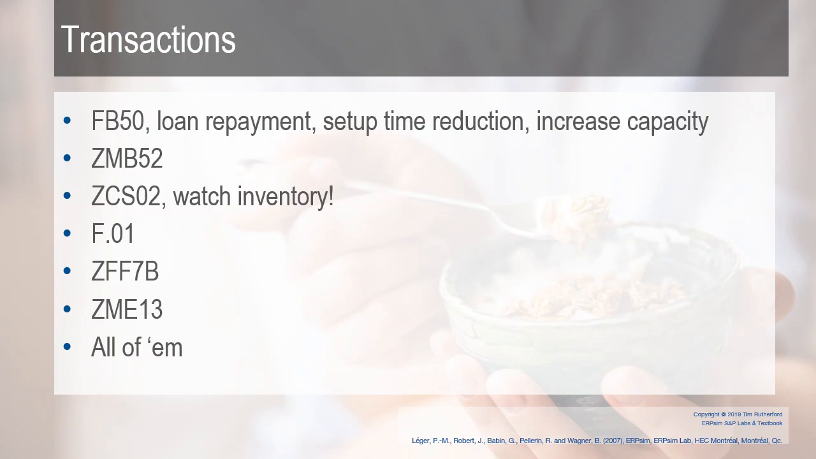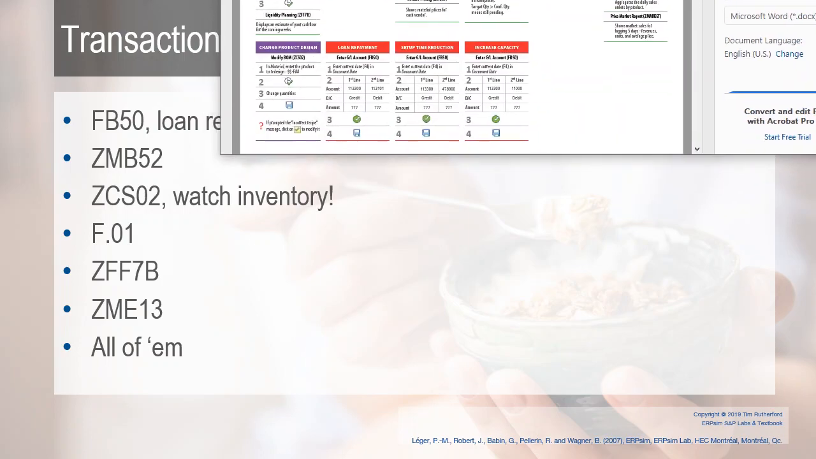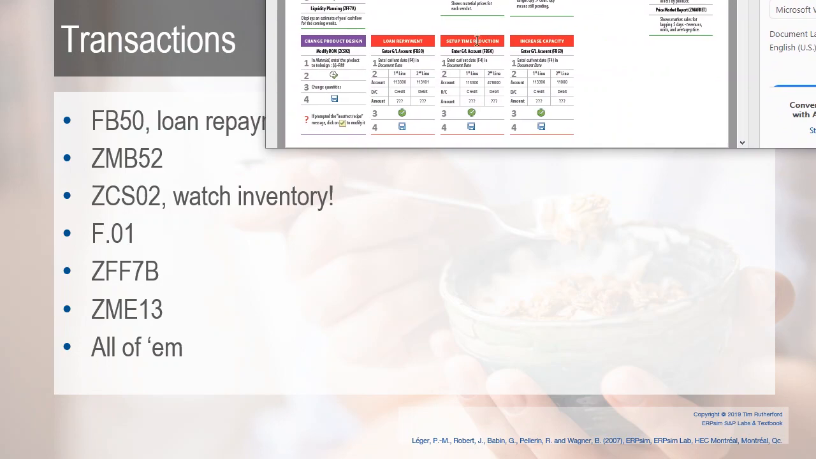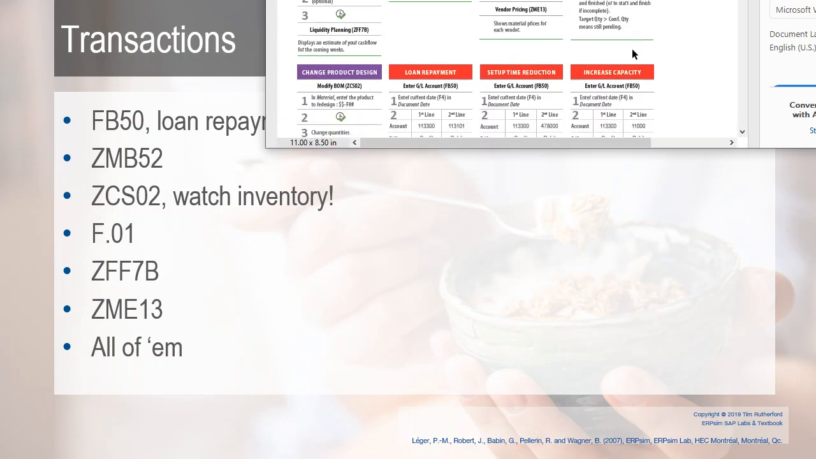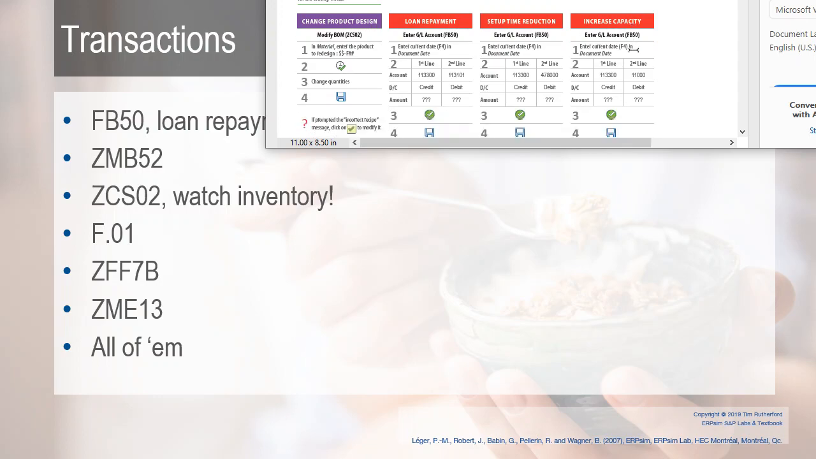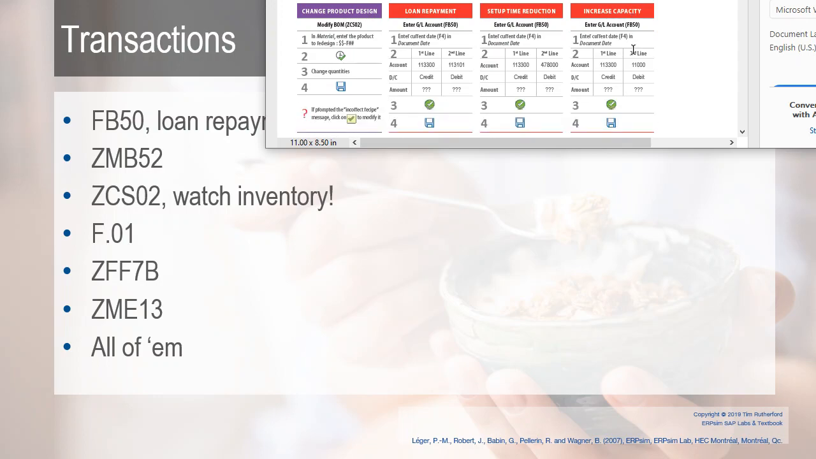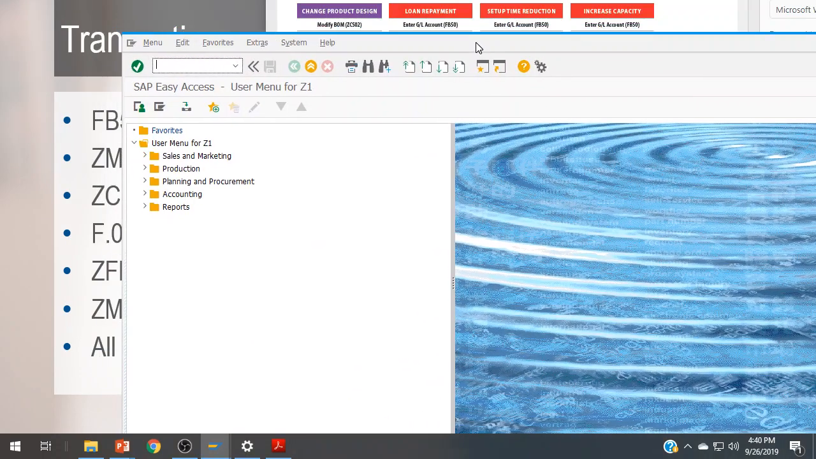All right, here are some transactions that I'm going to go over, just so you have at least seen them. So FB50 is the first one I'm going to go over, and from the job aid, there's loan repayment, setup time reduction, and increased capacity. Each one of these uses the same transaction, FB50, and this is a general ledger. This is posting to the general ledger, which no one should ever be doing, but it's simpler to do that, so that's what we have you do.